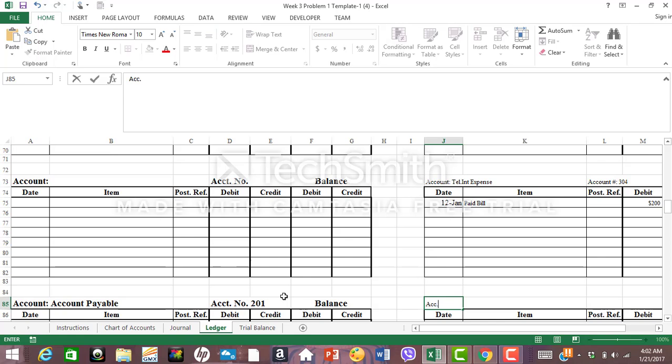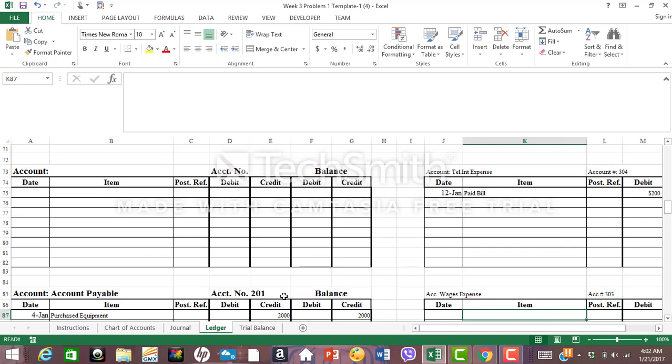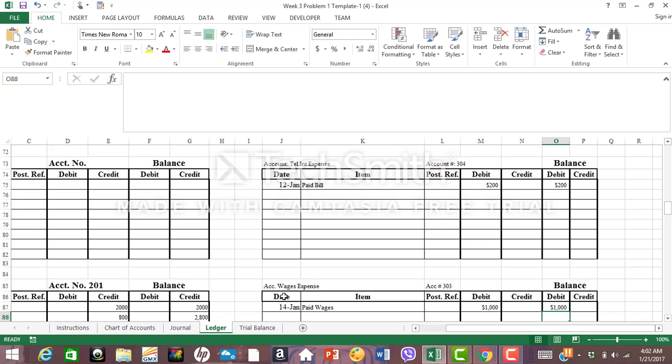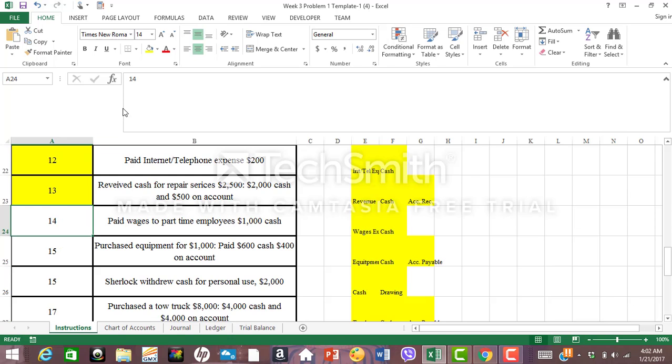So account wages expense. It is account number 303. January 14, paid wages, and we would debit $1,000 here and debit $1,000 here for the balance. Okay. So we are done with this account. Next account is January 15th. So we have two accounts for January 15th.